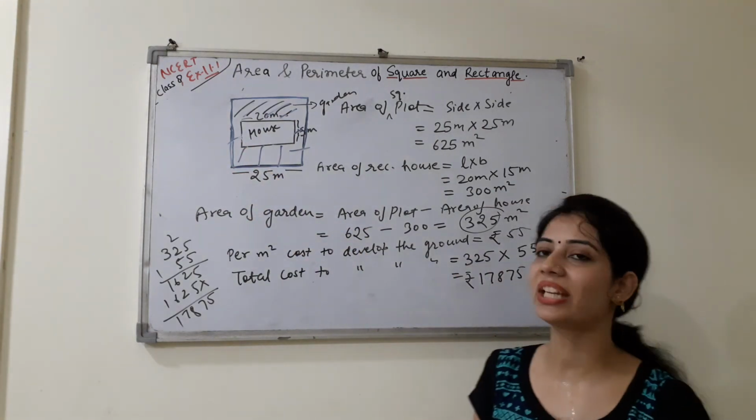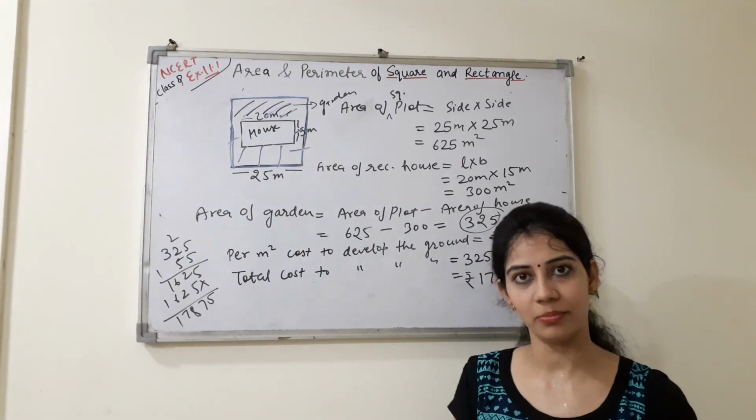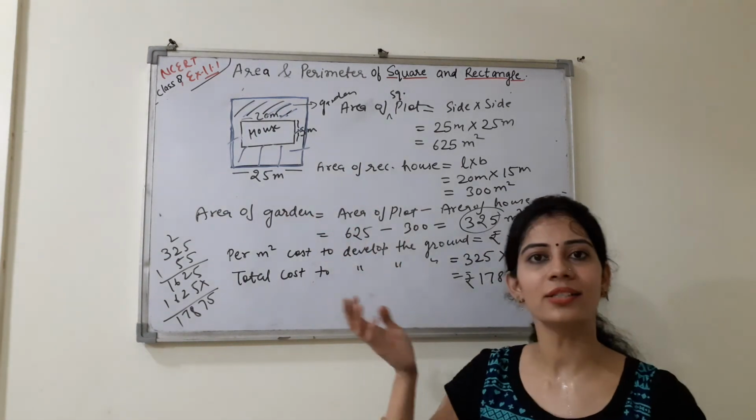So in this way we can find the area and perimeter of rectangles and squares, right?